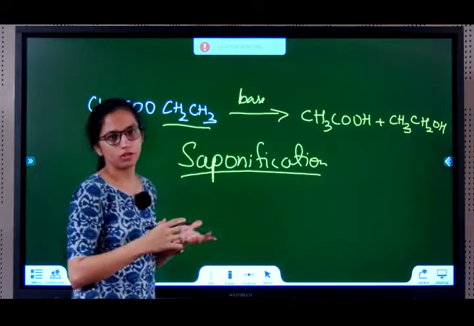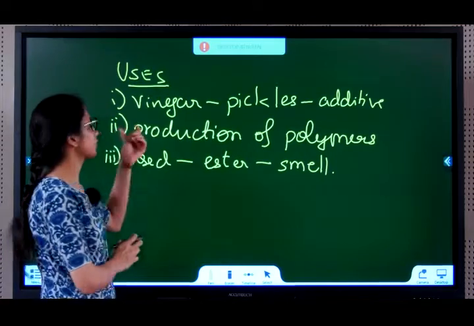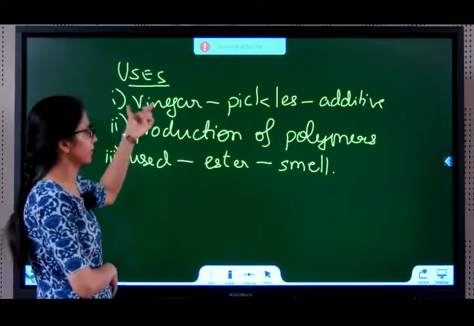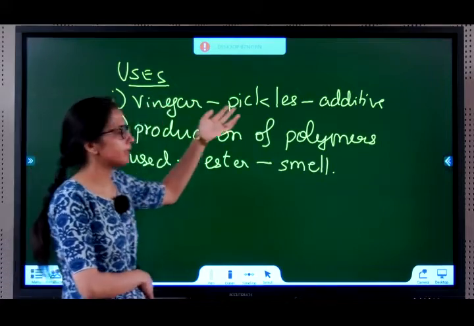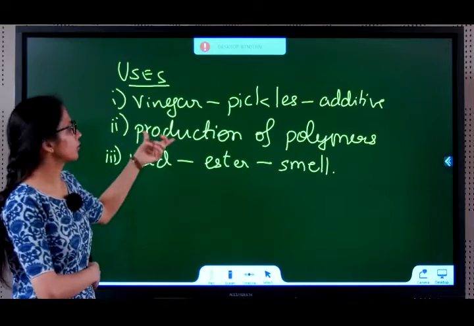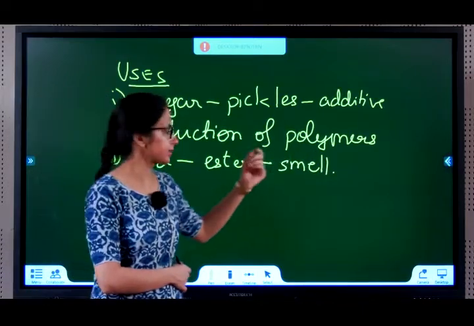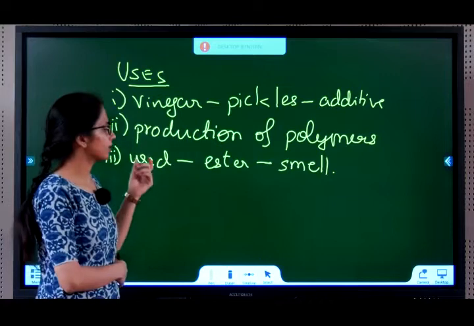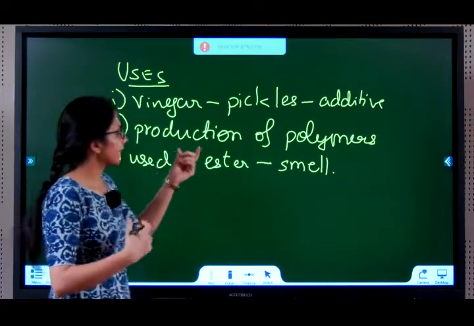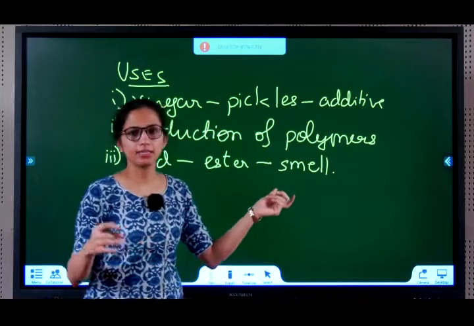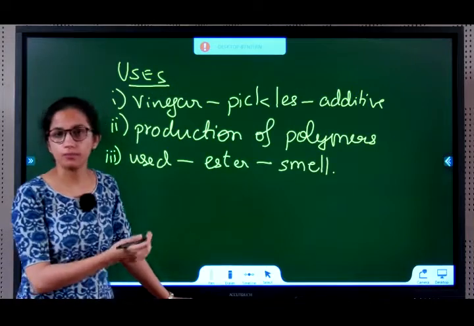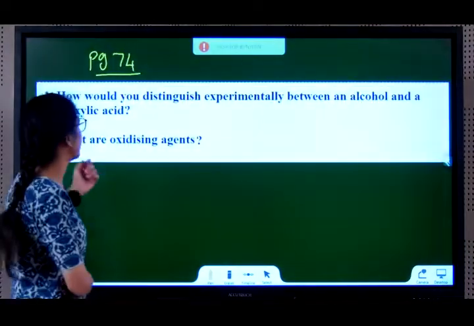So saponification. A few uses of ethanoic acid. Vinegar is nothing but your ethanoic acid diluted, right? So vinegar is used in pickles. It's also used as a food additive in a lot of dishes. It's used in the production of polymers. Ethanoic acid is used to manufacture ester. We just learnt esterification. And since esters are sweet smelling substances, they are used as flavoring agents in food and also to make perfumes.